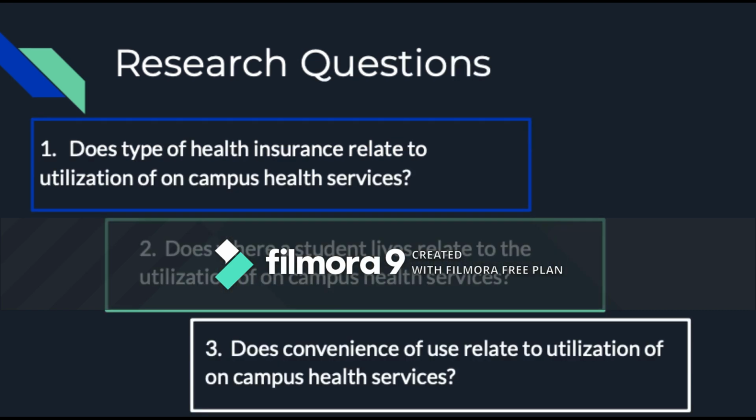Throughout our research, we wanted to examine results for 3 different research questions. The research questions were: 1. Does type of health insurance relate to utilization of on-campus health services? 2. Does where a student live relate to the utilization of on-campus health services? And 3. Does convenience of use relate to utilization of on-campus health services? In the next slide, we will discuss our methods for data collection.